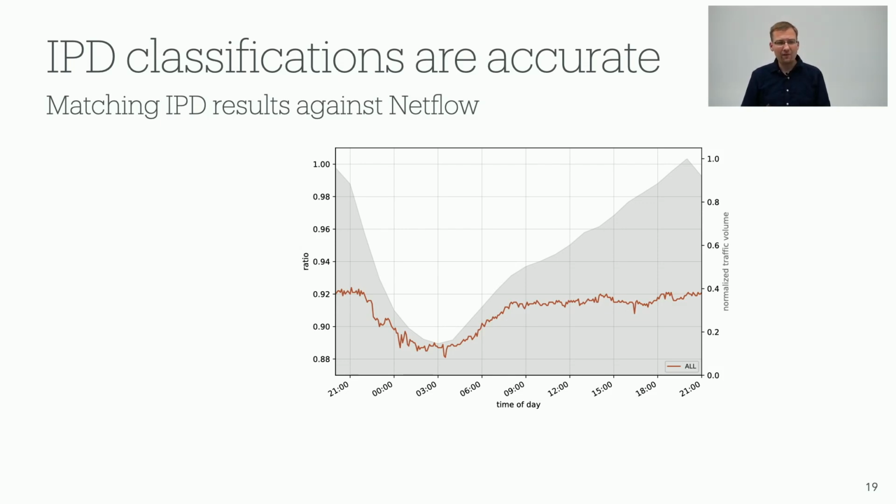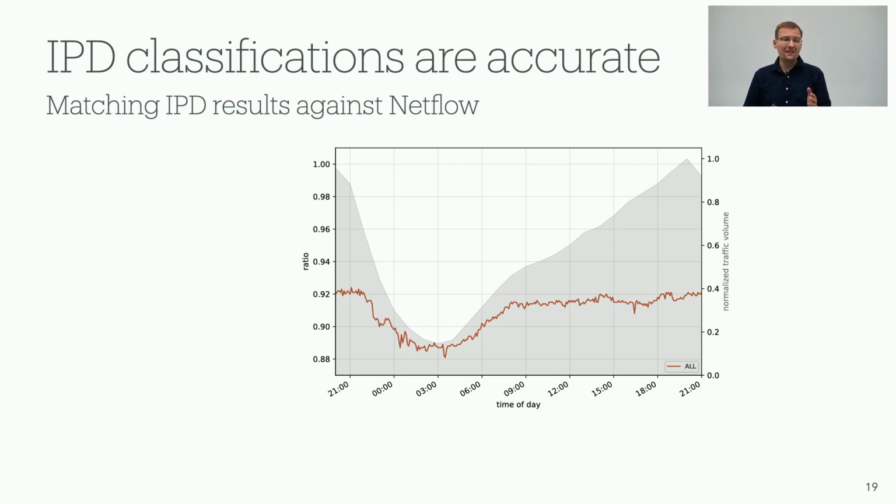We have validated the IPD detection accuracy by comparing the detected ingress points with the actual data from 25 hours of NetFlow traffic traces from the ISP. And you see the obtained accuracy here on the y-axis of the plot. The gray shading in the figure shows the maximum normalized traffic volume, which follows a daily pattern as expected in the internet. So what we can observe here is that the ingress point detection is able to detect the correct ingress link for 91% of the flows on average. That's already a pretty good score.